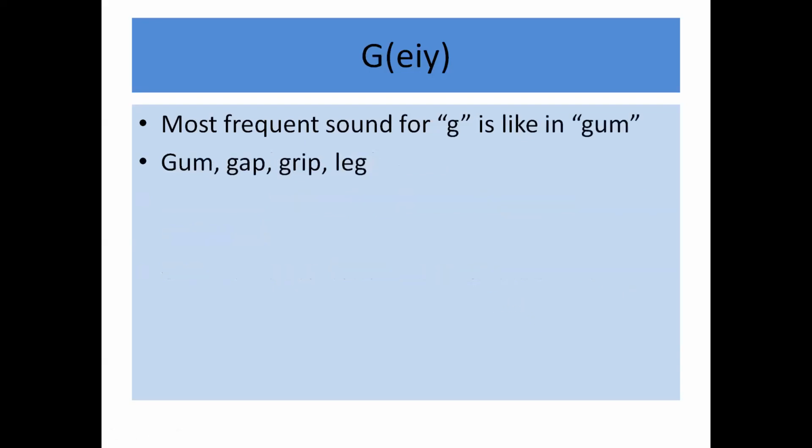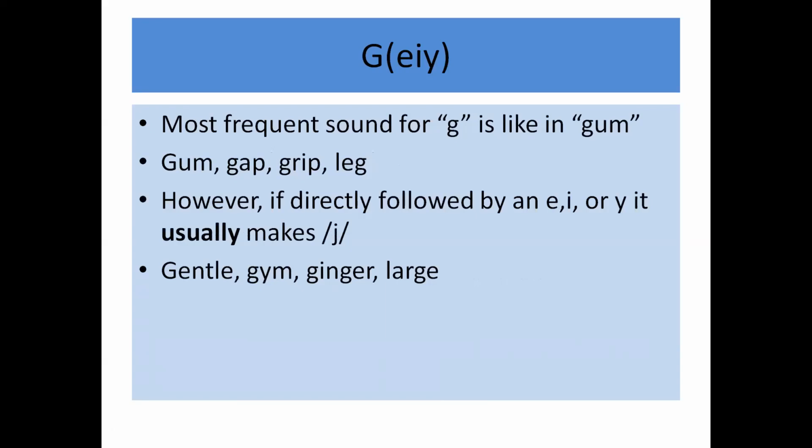Same thing with G's. The most frequent sound for G is like in gum, not giraffe. So teach gum first. But once again, if it's followed by an E, I, or Y, it will usually make a J sound. Not always, but usually. And again, you can see the examples there.